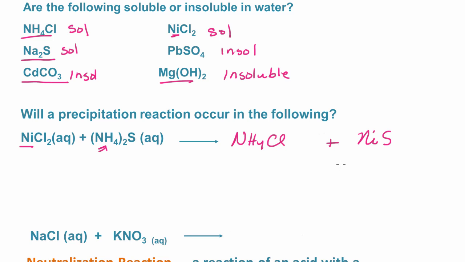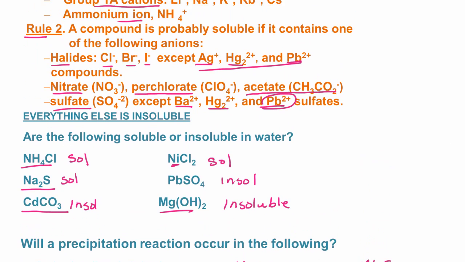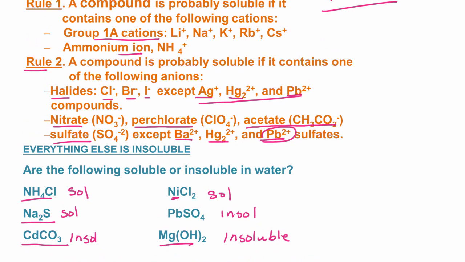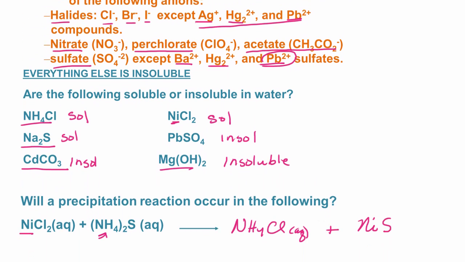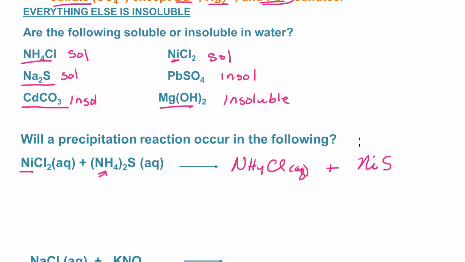What we do next is we check our solubility rules to see if these products are soluble. Ammonium chloride is soluble. We know that. We'll put aqueous here. Nickel sulfide, is that soluble? Well, according to the solubility rules, I don't see anything about sulfides. In fact, sulfides are all insoluble unless they're combined with ammonium or one of the group 1A metals. So this would be insoluble. That would be a solid.